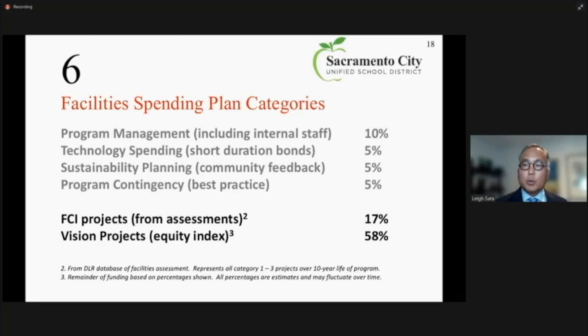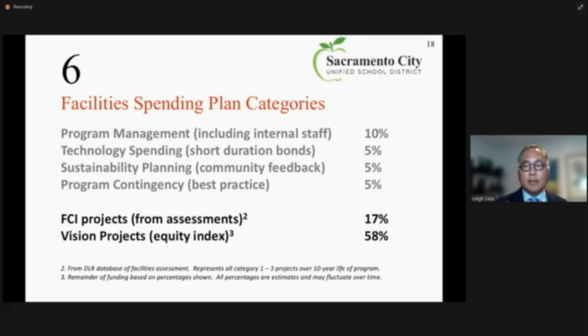Now, if you take the tools that DLR has provided and you sort over a 10-year period the top 3 categories that were addressed in the Facilities Condition Index, you will end up with a number that represents about 17% of the bond. And if you spend all of that money, you will address those top 3 priorities, the most important ones, over the duration of the bond period.